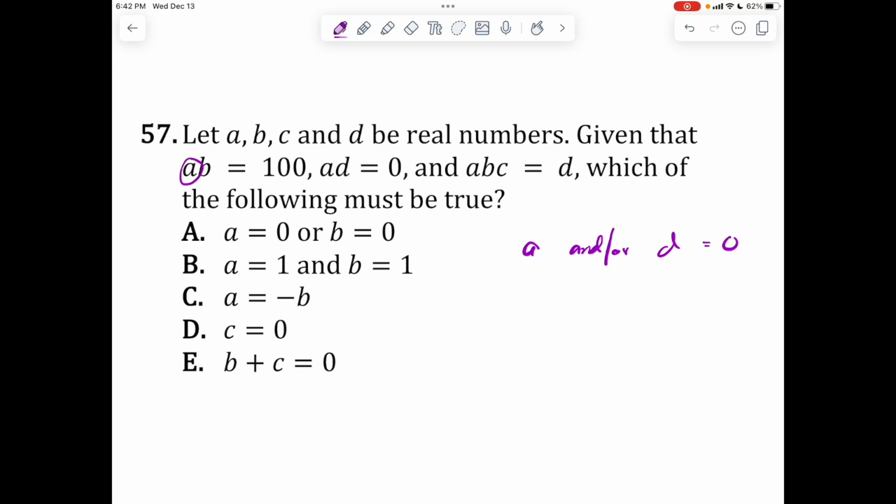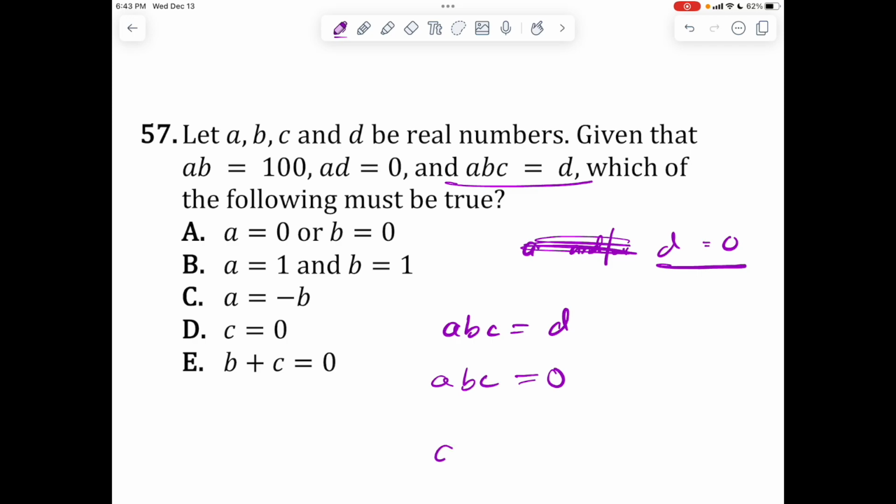Because if A was 0, then this would be 0 too. So what this means, D is 0. Okay? D is 0. We just determined that using just these 2 things right here. Now let's look at the last one. A, B, C is equal to D, which is really saying A, B, C is equal to 0.